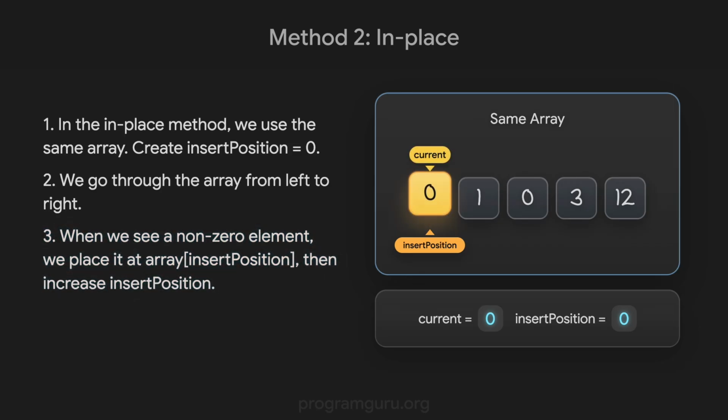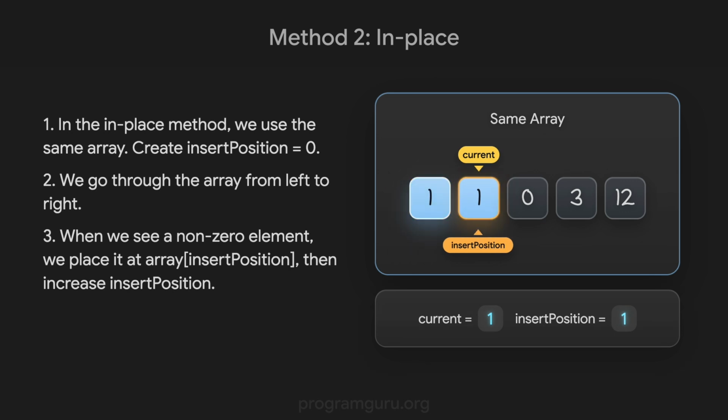The current element is 0, so we move to the next element. Now the current element is 1, which is a non-zero element. So we copy 1 to insertPosition, and then increment insertPosition. Now the current element is 0, so we do nothing and move to the next element.